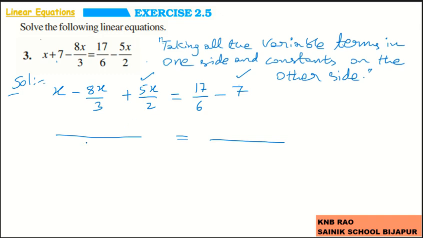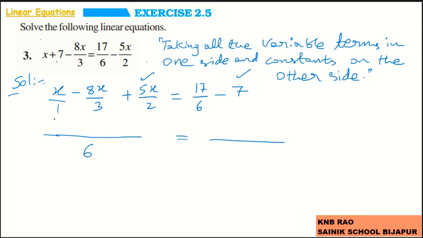Now let me take the LCM in the left hand side, that is for the variable terms separately, and the LCM for the constants in the right hand side separately. Here x upon 1, that means the denominator is 1, minus 8x by 3, denominator is 3, plus 5x by 2, denominator is 2. So the LCM of 1, 3, 2 is 6.